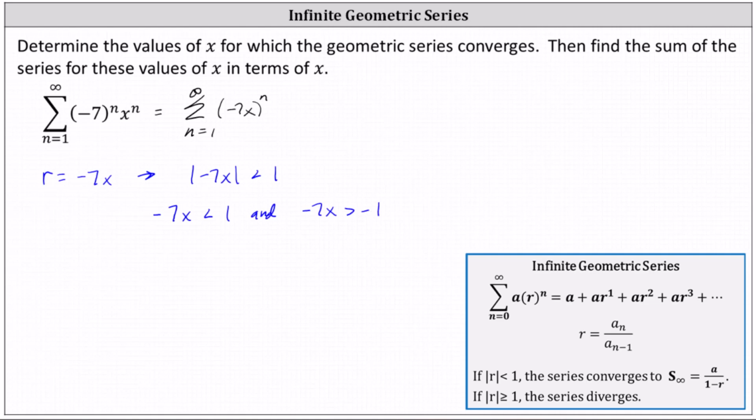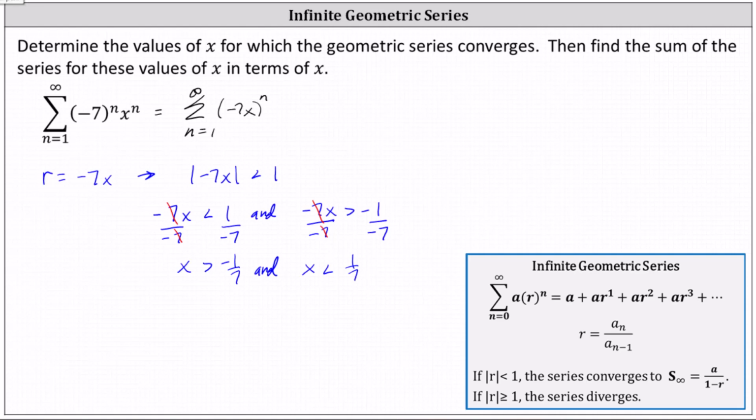And now solving the inequality on the left, we divide both sides by -7. Recall when solving an inequality, if we multiply or divide by a negative, we also must reverse the inequality. Simplifying, the solution is x greater than -1/7. And for the second inequality, again, we divide both sides by -7. Simplifying, again, we reverse the inequality. We have x less than +1/7. So this is the interval for which the infinite geometric series converges.